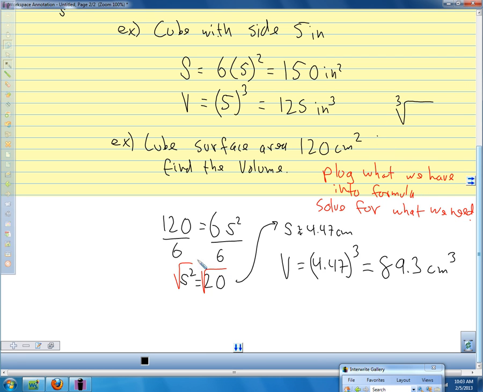So I need to find my side length first by plugging into the formula and solving for the part that we're looking for, and then use that information to finish solving the problem. And this kind of problem shows up a lot in homework, on quizzes, and on tests. All right, questions on that example?